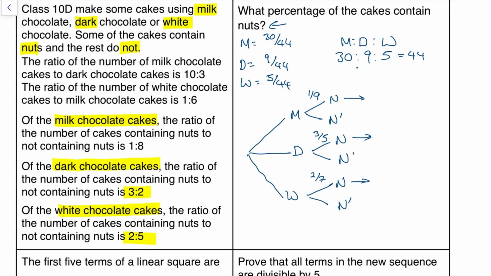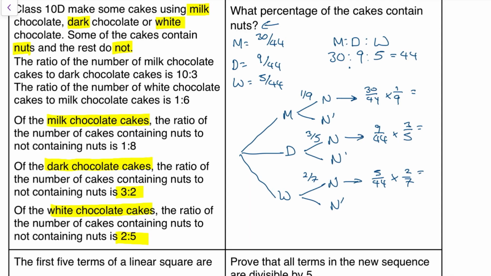And then I just need to multiply this out because I want the total of all these arrows here, in other words, all the cakes that have nuts in. So my milk chocolate is going to be the 30 over 44 I worked out above, times 1 over 9. The dark chocolate is going to be 9 over 44 times 3 over 5. And the white chocolate is going to be 5 over 44, so I'm taking all these numbers from the numbers I worked out to start with and multiplying that by 2 over 7.